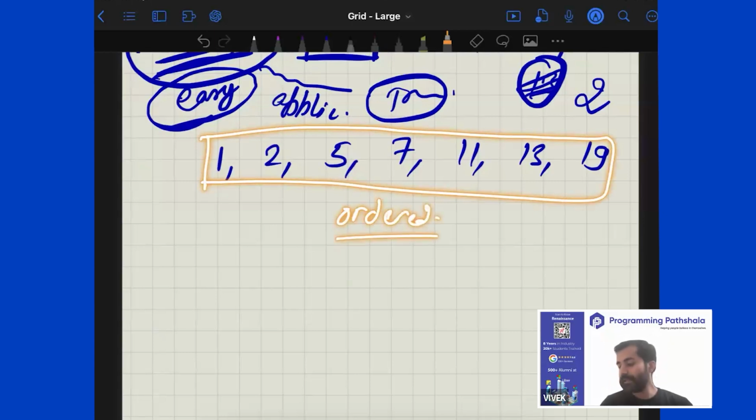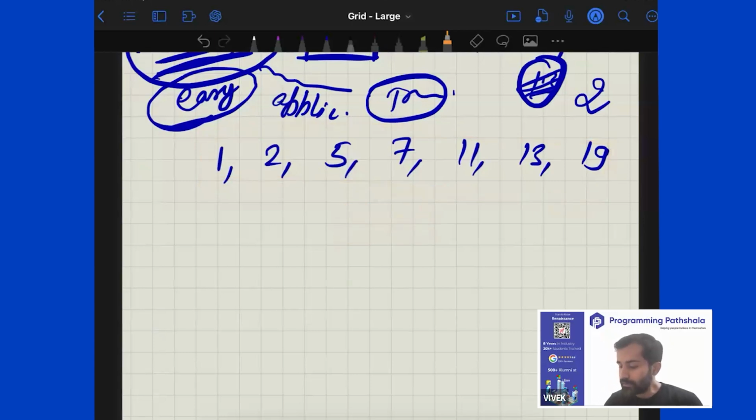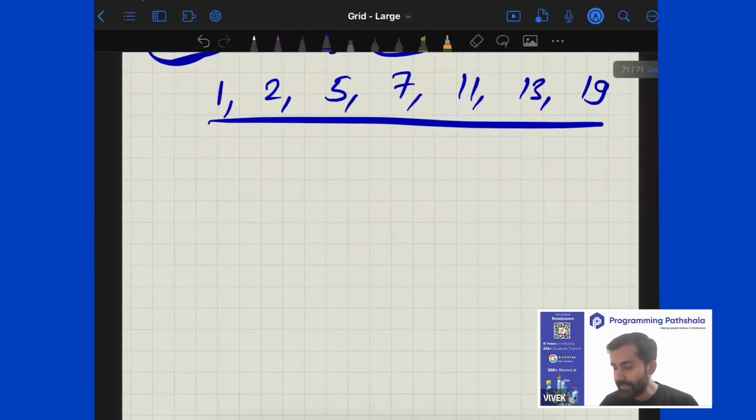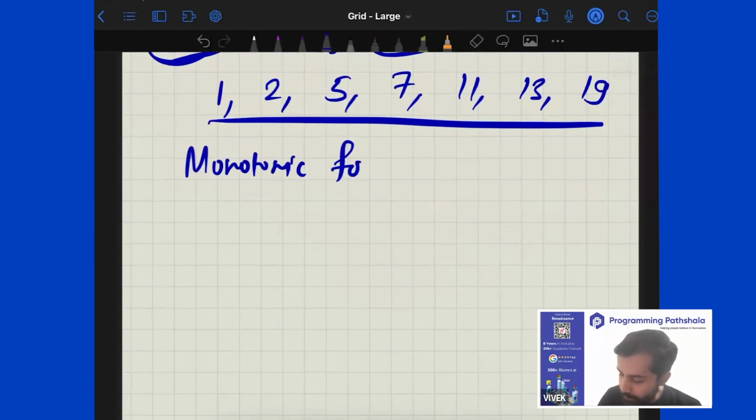Now, in a lot of binary search questions, you might not have a sorted array. In fact, you might not even have an array. We will experience some questions like those. But before that, let me ask you, do you know about monotonic function? Do you understand the meaning of monotonic function? It says monotone, I mean, there is exactly one tone inside it.